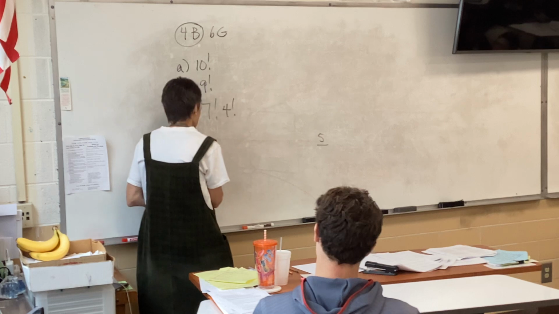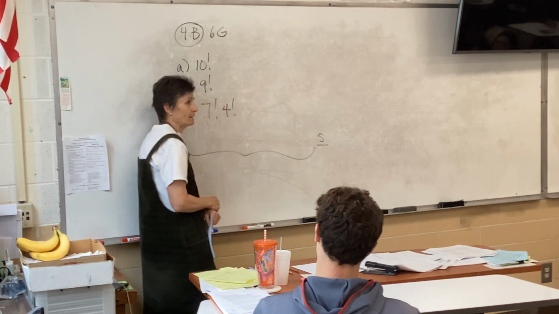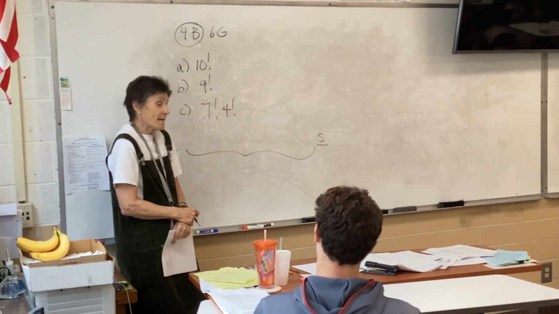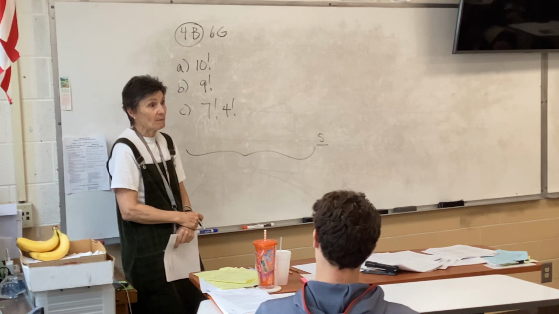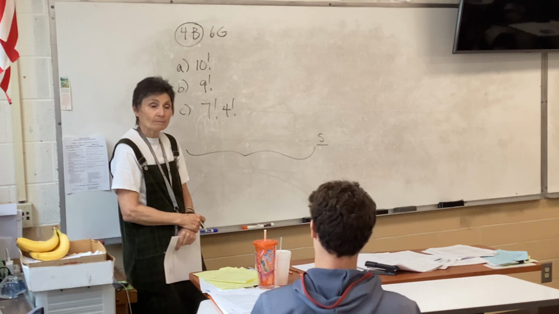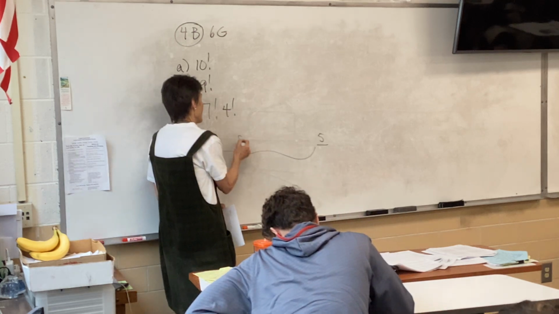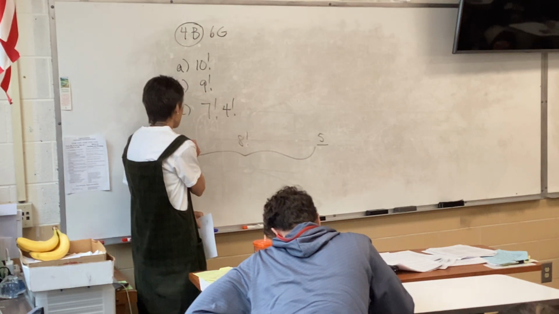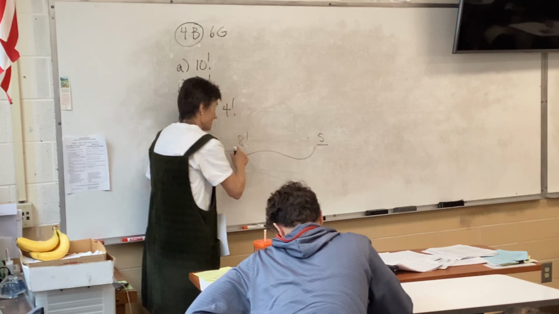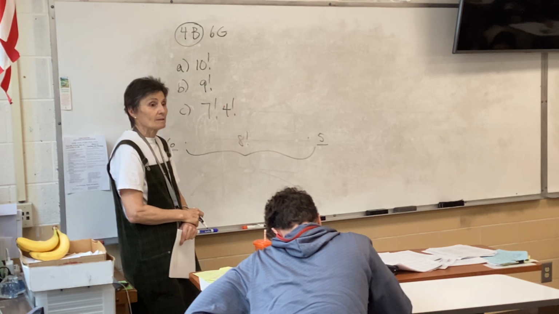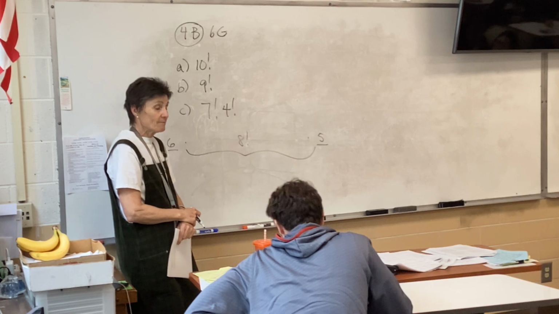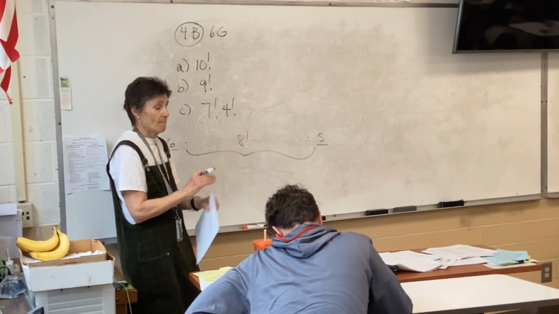Now, how many seats are there left to fill here in the middle? 8. Do I care who sits where? How many ways can I arrange the remaining 8 people? 8 factorial. So the answer is 6 times 5 times 8 factorial. Did you multiply 30 times 8 factorial? Yes.